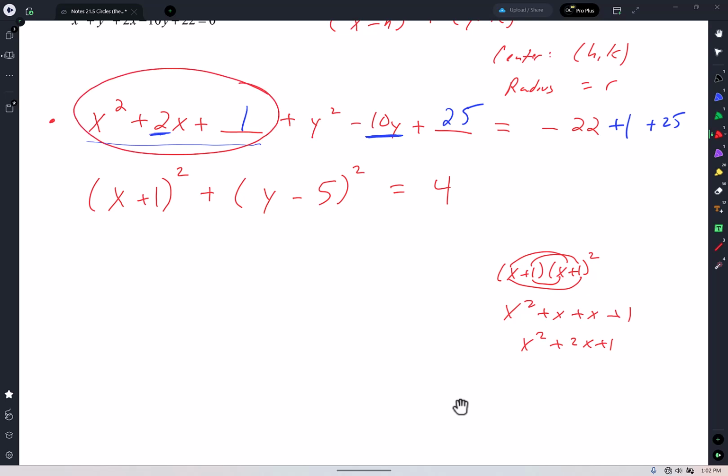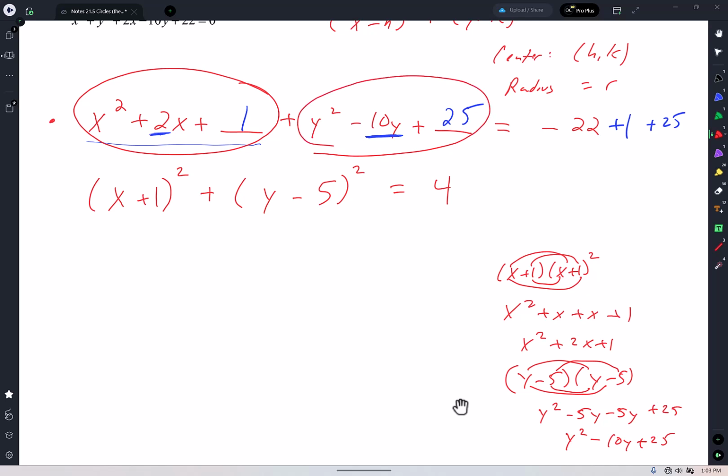Look at the other one. Y minus 5. You don't have to write this down. Just listen so you can observe and make sure the logic makes sense. Look, y times y, y squared. Y times negative 5, minus 5y. Negative 5 times y, another negative 5y. Negative 5 times negative 5, plus 25. Y squared minus 10y plus 25. That's exactly what I had here.